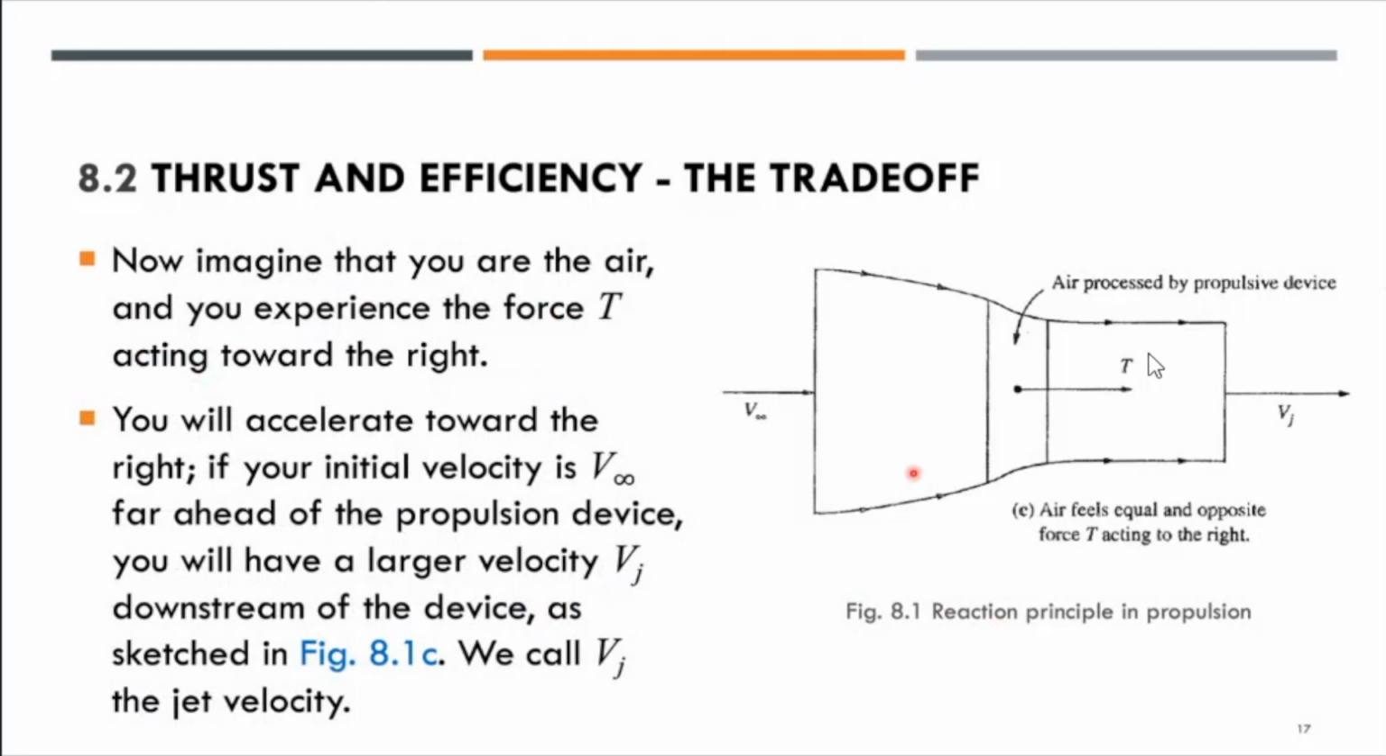Now imagine that you are the air, where you experience the force T acting to the right, and you will accelerate towards the right if your initial velocity is V infinity, far ahead of the propulsion device. You have a larger velocity of Vj downstream of the device as shown here. We call it the jet velocity.